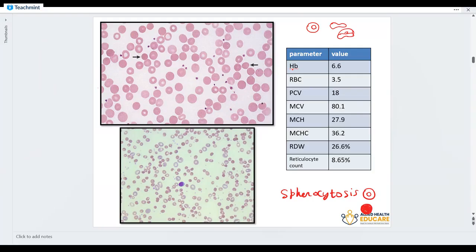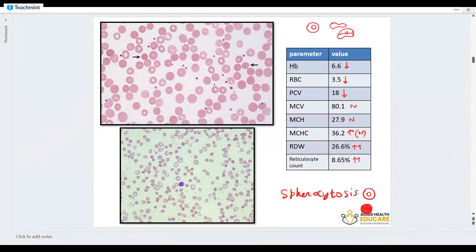Hemoglobin is low, RBC is low as well, hematocrit is low as well, MCV is normal, MCH is normal, MCHC is slightly high or normal, and RDW is severely high, and there is an increase in reticulocyte count in the sample.